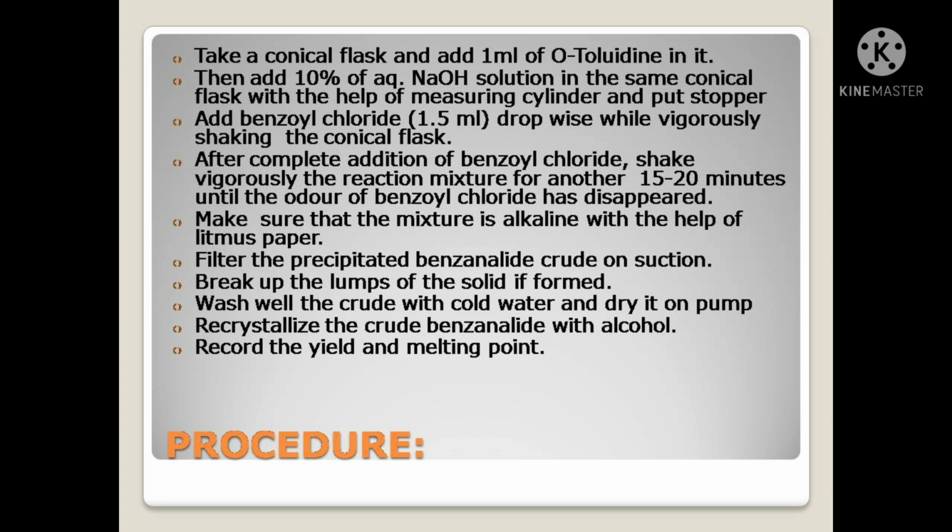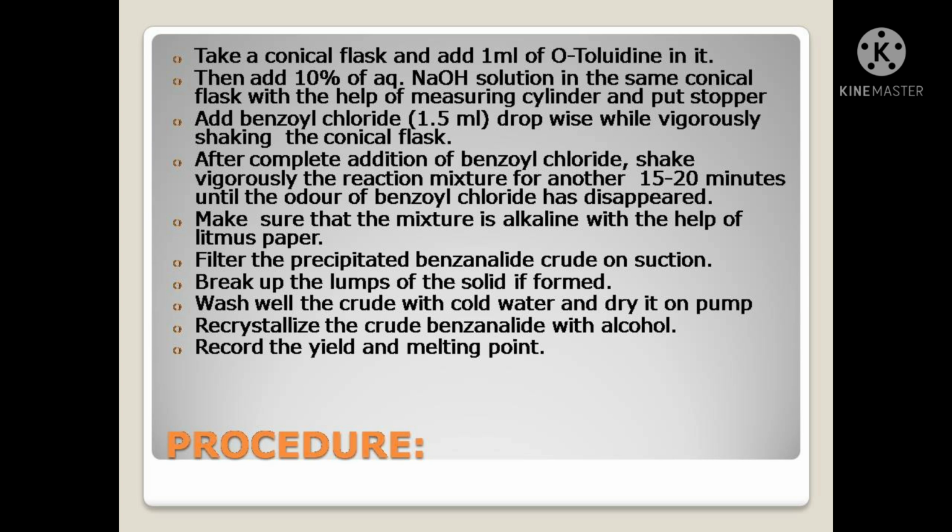So let's see the procedure. Firstly, take a conical flask and add 1 ml of o-toluidine in it. Then add 10% aqueous NaOH solution in the same conical flask with the help of a measuring cylinder and put the stopper. Add benzoyl chloride, approximately 1.5 ml, dropwise while vigorously shaking the conical flask. After complete addition of benzoyl chloride, shake vigorously the reaction mixture for another 15 to 20 minutes until the odor of benzoyl chloride has disappeared.